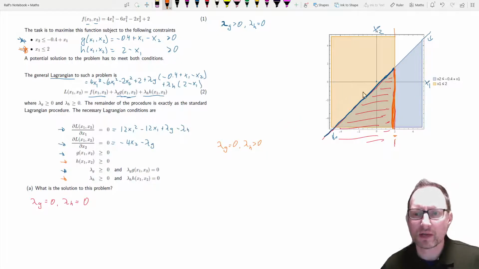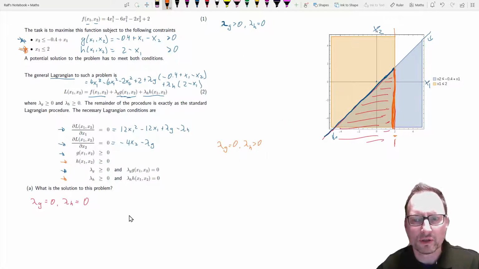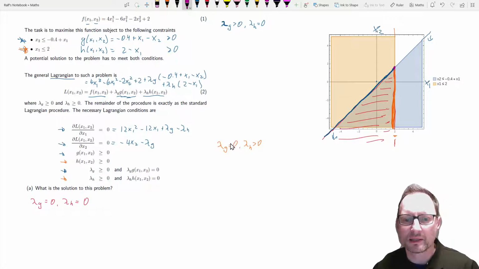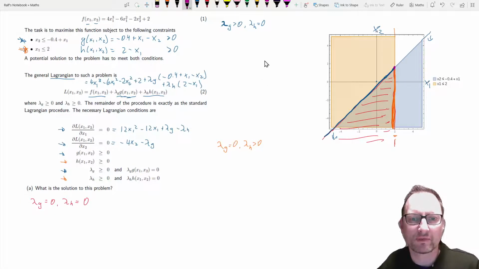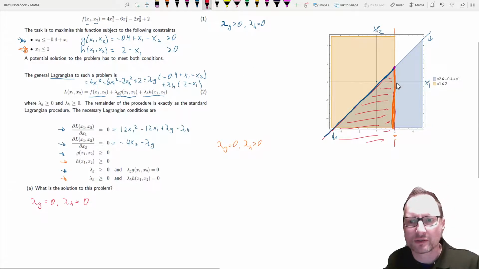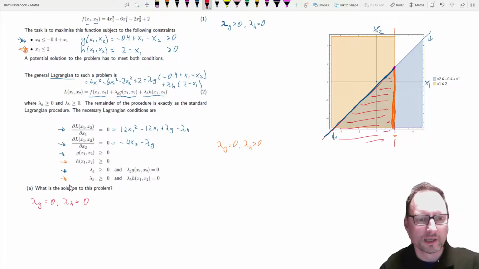So as it turns out, if we have not found a solution here, what we will also need to look at is this intersection point. That's where both constraints are binding, but we will only have to look there if we haven't found any potential solution on the boundary, on the blue bit and the orange bit. So let's start and look for unconstrained potential solutions. That's fairly straightforward.